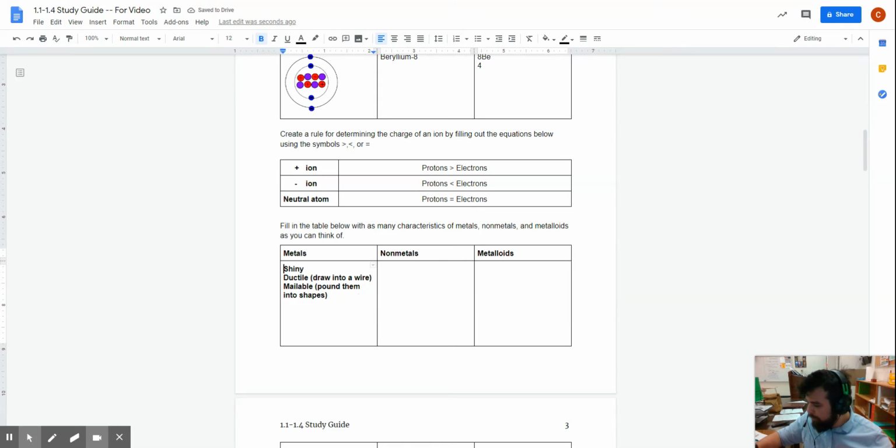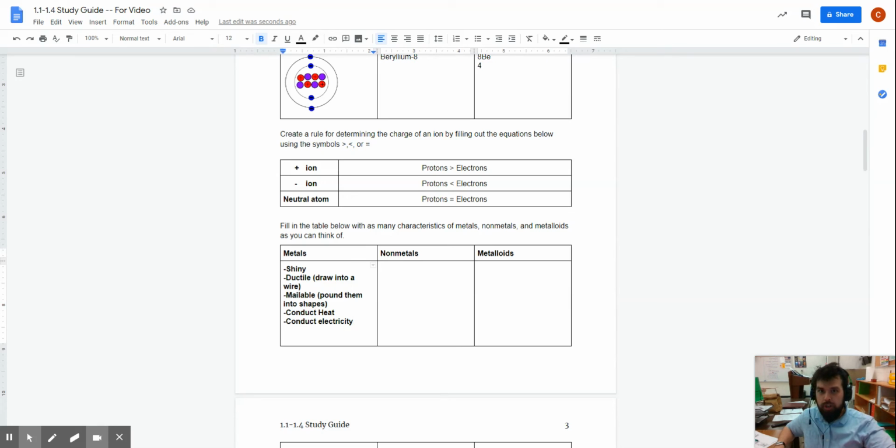So let me draw. I'll put little dashes here to show that I've got a list. I know that metals conduct heat. They also conduct electricity. Shiny, ductile, malleable, conduct heat, conduct electricity.